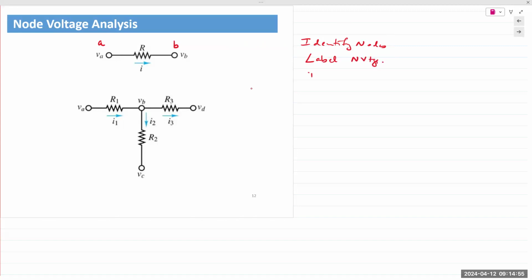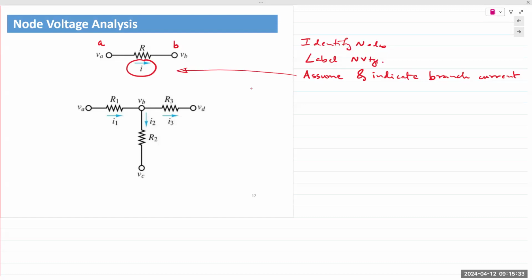And then assume and indicate the branch current flowing through that branch of the circuit. Branch current simply means the current that is flowing through that resistor itself. Okay, so assume and indicate the branch current that is flowing through the circuit. In this example of the single resistor, it would be this current I.